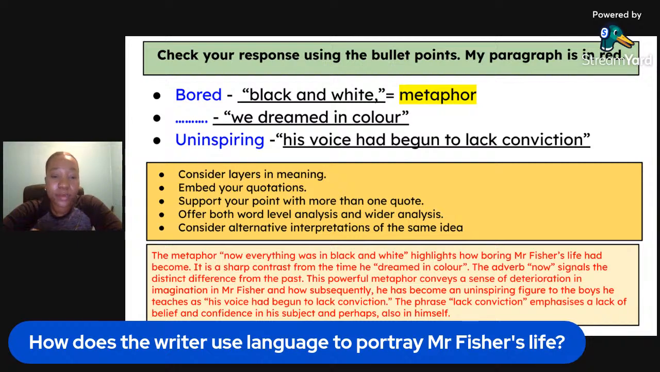As his voice had begun to lack conviction, the phrase lack conviction emphasizes a lack of belief and confidence in his subject and perhaps also in himself. Okay, so have a look at your paragraph and check using the bullet points how many of those you were able to include.